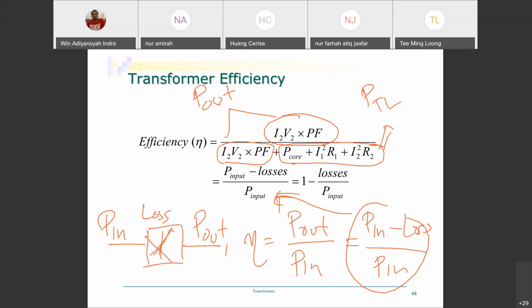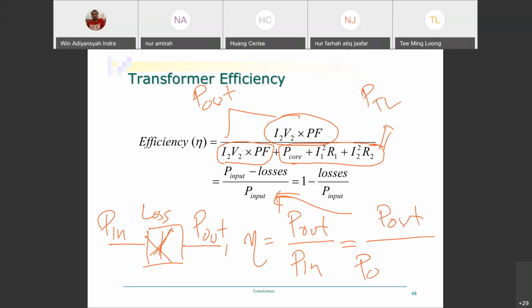Same, right? Input power equals output power plus output power plus loss, right? Total loss. Because P in equals P out plus loss, or P out equals P in minus loss.